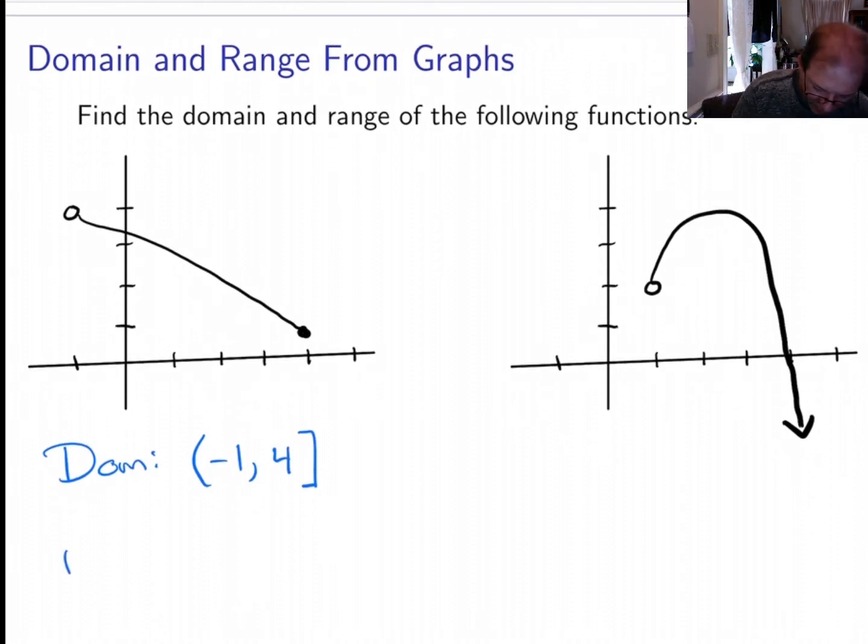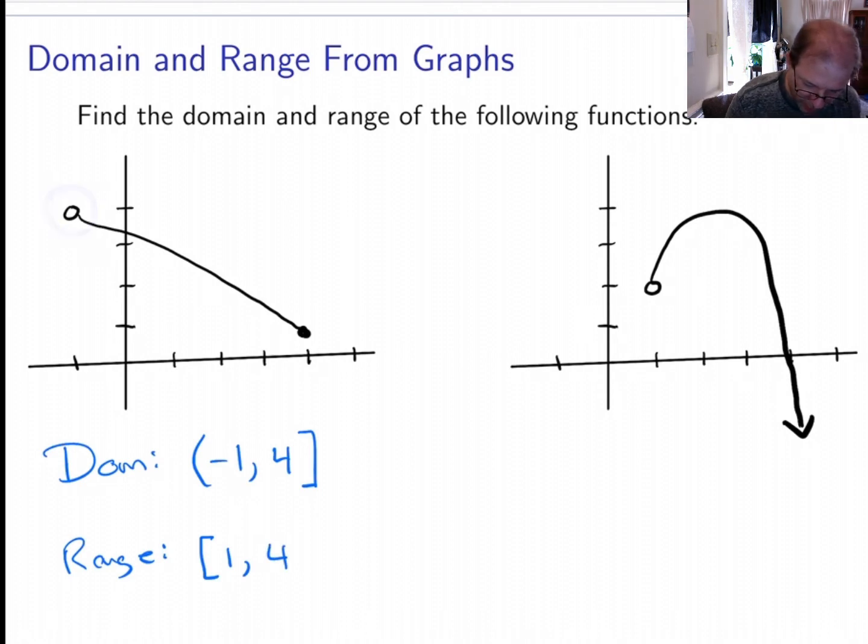Now its range, similarly, is going to be all the y values of all the points on this line, but not including this open circle endpoint. So let's see, the lowest value in the range is 1, and the highest value is 4. 4 being the y coordinate of this point, and again, that's not included.